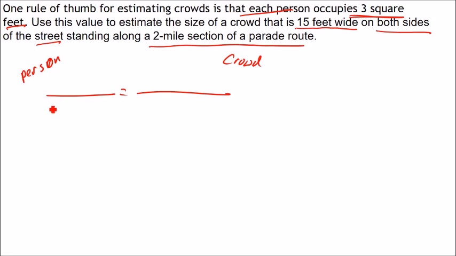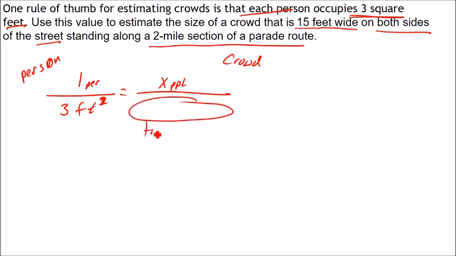Okay, so when I start to fill this out, for my person, I know one person occupies 3 square feet. So 3 feet squared. And on the other side, I know X people occupy some area down here, some total area that we need to find.